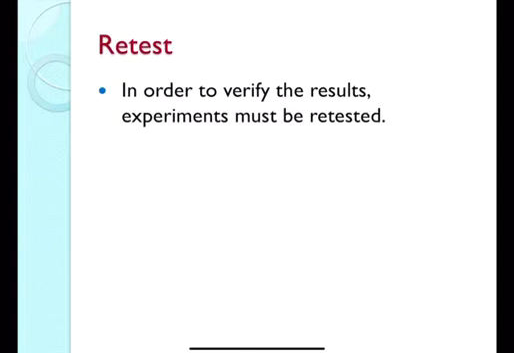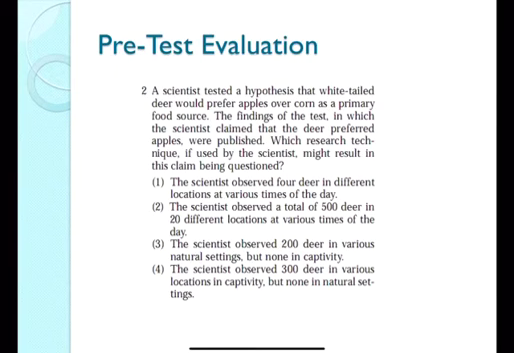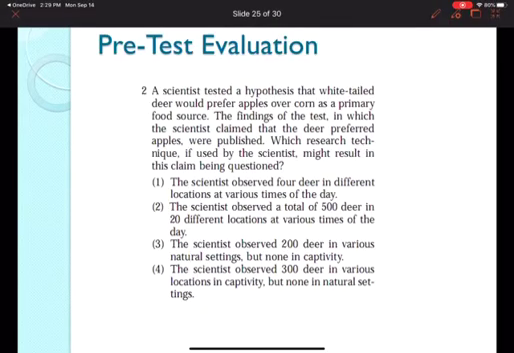Then we retest. In order for our science to be valid, it needs to be able to be replicated. It not only needs to be able to be replicated by us, it needs to be replicated by somebody else. Okay? A scientist tested a hypothesis. Which of these methodologies might result in this claim being questioned? Okay, so I'm going to have you pause here again and look and think. So it's this one where I only observed 4 deer.